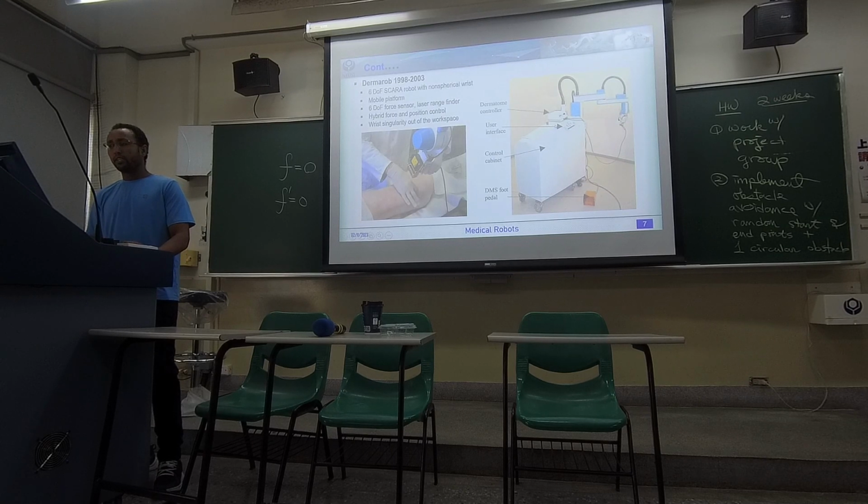The other serial manipulator is the Derma robot from 1998 to 2003. It is a 6 degree of freedom SCARA robot with a non-spherical wrist. It has a mobile platform. It can move from position to position, and it has 6 degree of freedom force sensors, laser range finders, and hybrid force and position control. Wrist singularity of the workspace is there. So this robot is typically used for skin treatment or skin surgery.